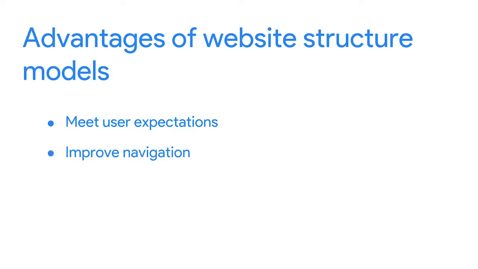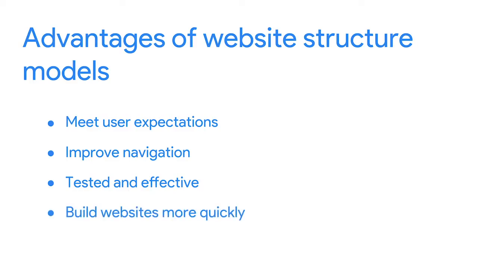Second, structure models improve navigation of websites as they add organization. Following a website structure model makes it easier for you, as a designer, to build in logical cues that orient and direct your users. And third, these structure models have been tested over time and have proven their effectiveness. They've evolved based on feedback from users and designers. They allow you to start building websites more quickly and efficiently too, since you aren't spending time inventing a structure from scratch.